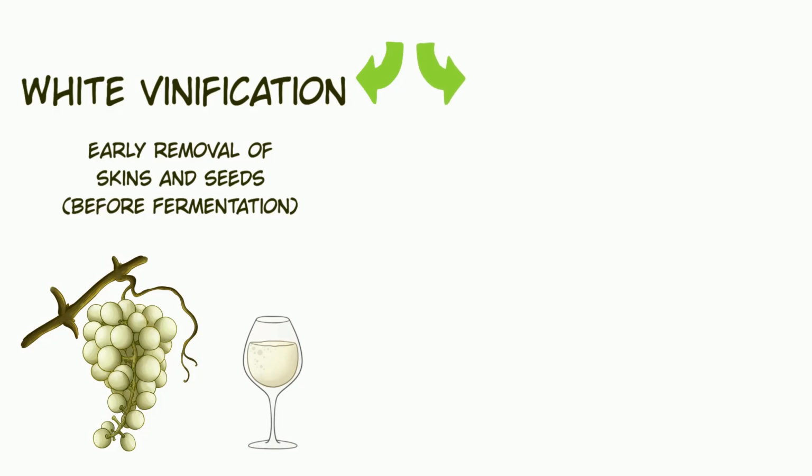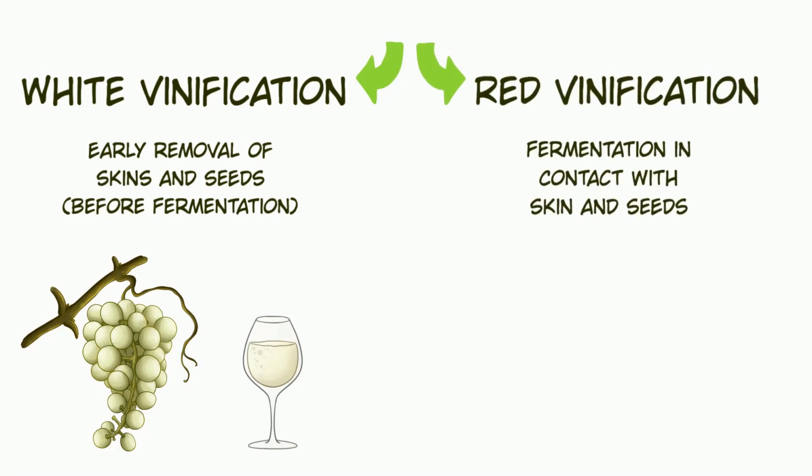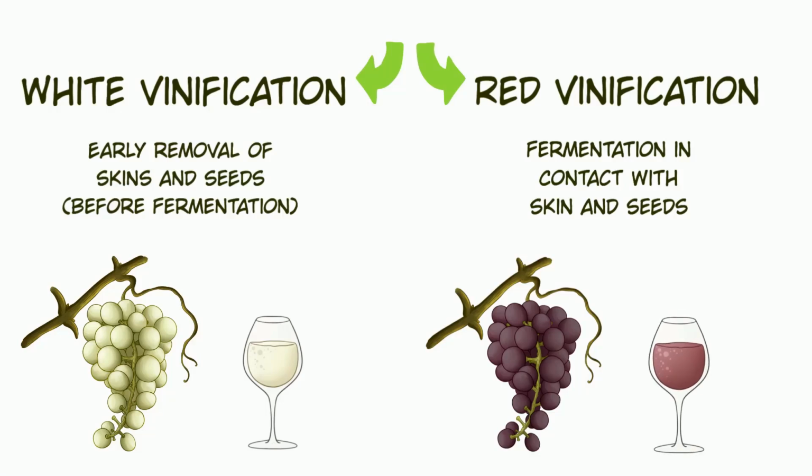On the other hand, in the red vinification, fermentation is performed through the contact of the berry skin and seeds, as this allows the extraction of phenolics that give red wines their color and structure. This winemaking is applied mainly to red grapes. Now, when applied to white grapes, it gives wines a dark yellow color and a structure higher than that of other white wines.